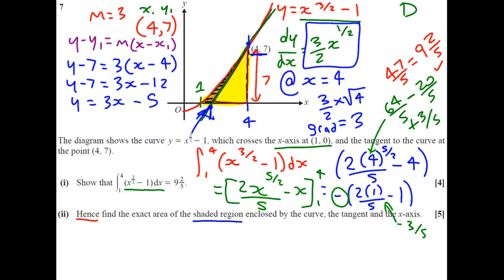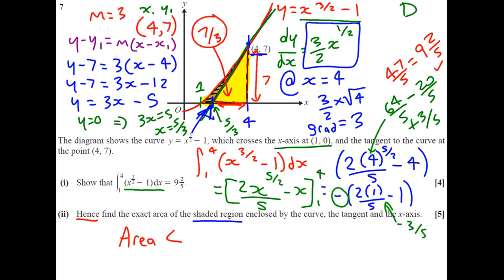So to know when it crosses, we want to know about when y equals 0. And that means that 3x equals 5, aka x equals 5 over 3. So we've got a triangle, and the width of the triangle, the base, is 4 minus 5 over 3. 4 minus 5 over 3, 7 over 3 is the width. So area of the triangle equals a half times the base times the height. So it's going to be 49 over 6.